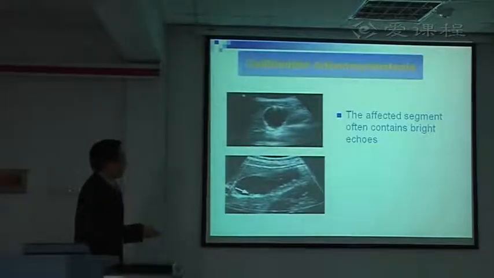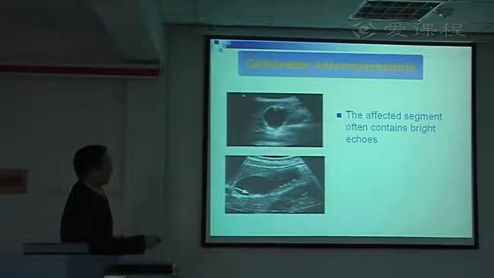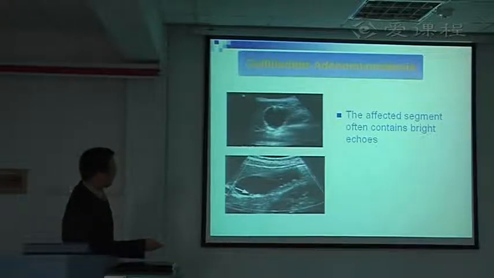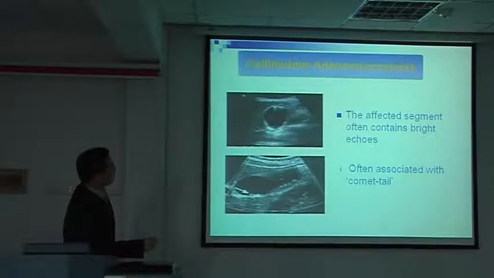Now we present gallbladder adenomyomatosis. This disease has an affected segment that often contains bright, very bright echoes, and often is shown with a comet tail. This shows the comet tail. This is gallbladder adenomyomatosis, right?